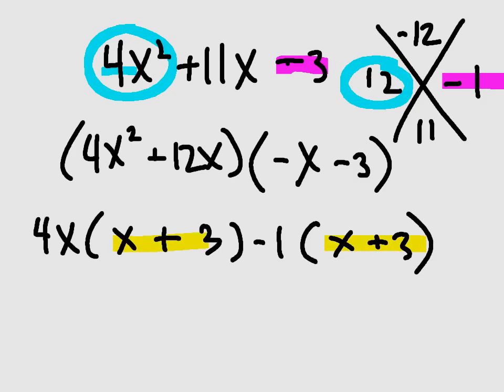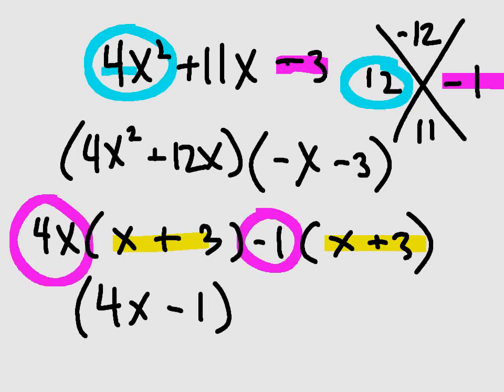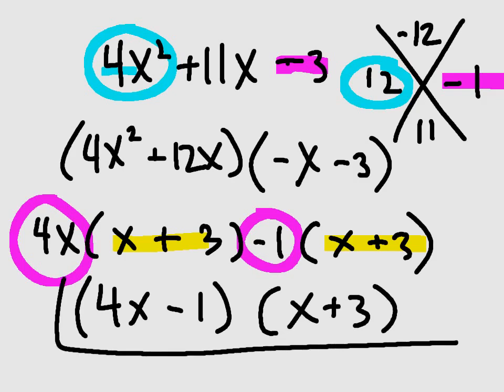And then we'll group them together. 4x minus 1, which we got from here. And then we'll add our x plus 3. And that will be your final answer.